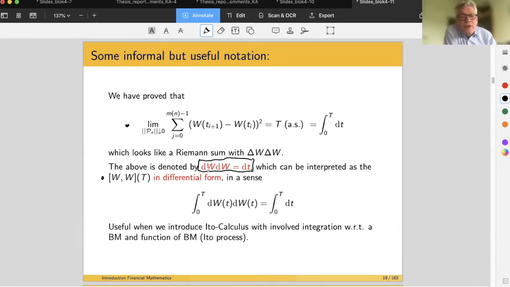And we will use this informal notation a lot in financial mathematics and also in computational finance in the master course. This is really one of the basic ingredients, especially in chapter 4 when we do Ito calculus, and we will have stochastic integration with respect to a Brownian motion, and be dealing with functions of a Brownian motion. We encounter dW squared often, and then we can easily replace it by dt.